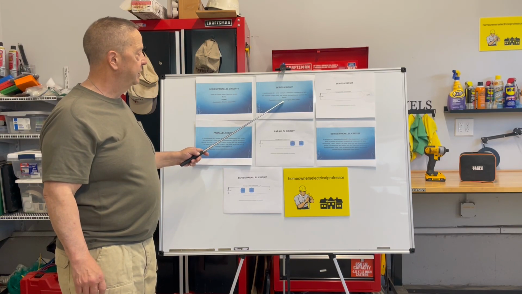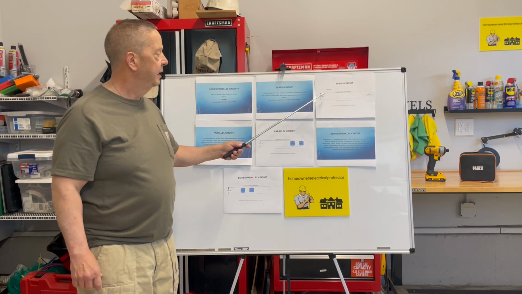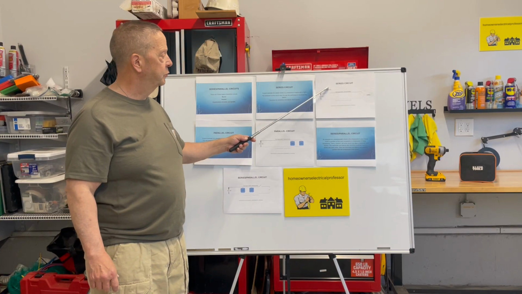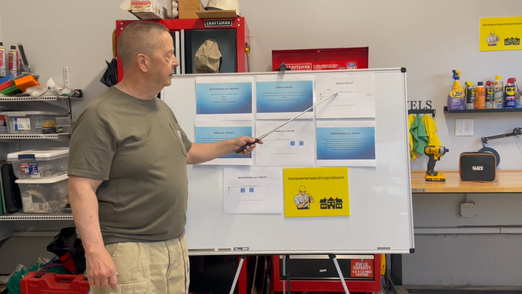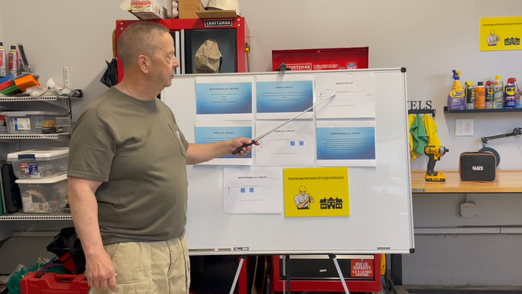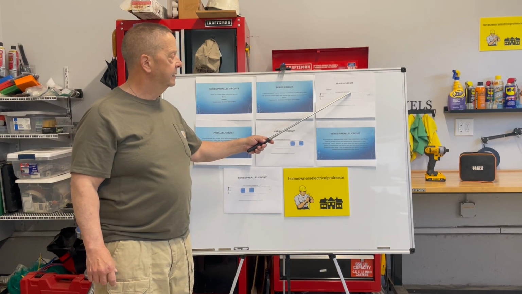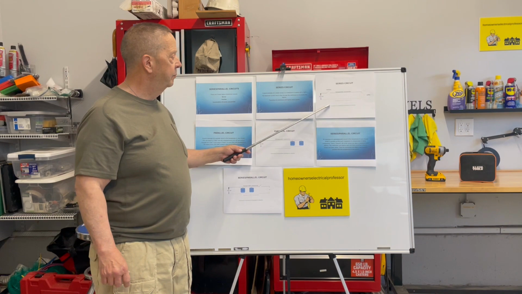Here's 120 volts, here's your switch. If the switch is open, no current is flowing. If it's closed, it flows through the hot conductor, through the light, back to the source of your 120 volts.